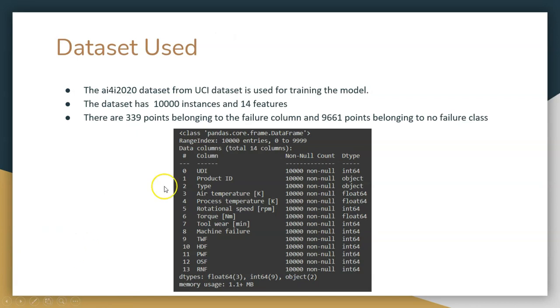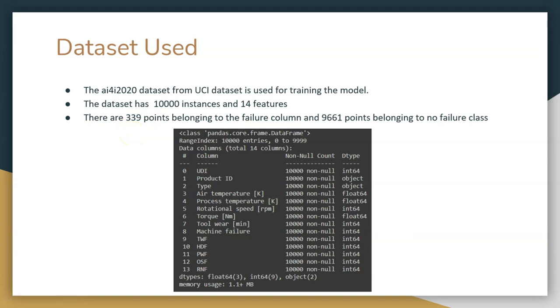Okay, this data set comes from UCI. The data set contains about 10,000 records and 14 features, right? There are 339 points belonging to failure and 9,661 belonging to no failure class. This means the data set is highly imbalanced. The number of data points pertaining to failure information is very low, right? This is what I mean by an imbalanced data set.